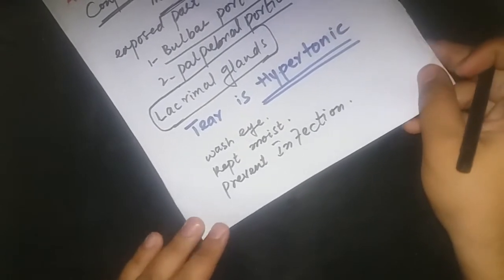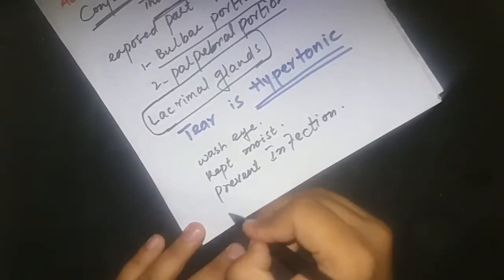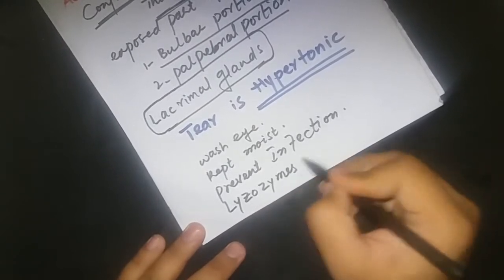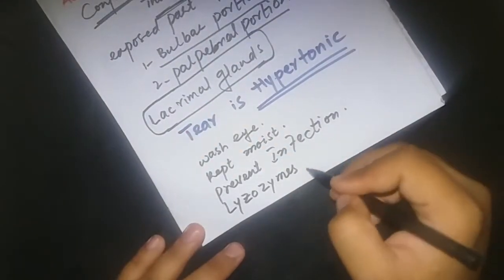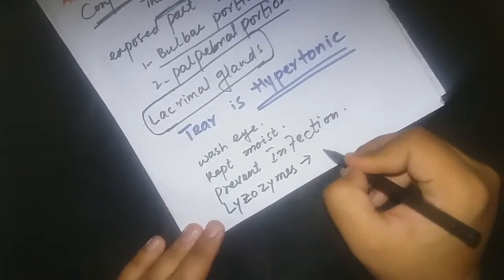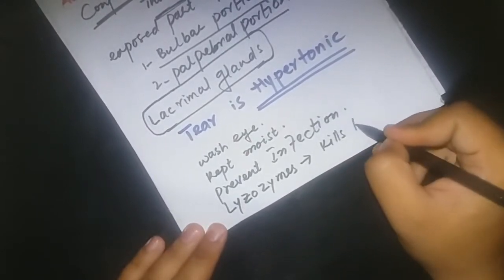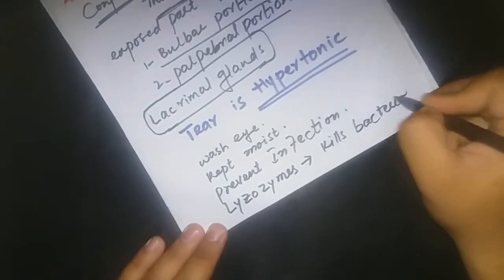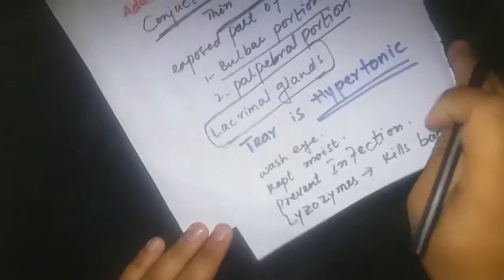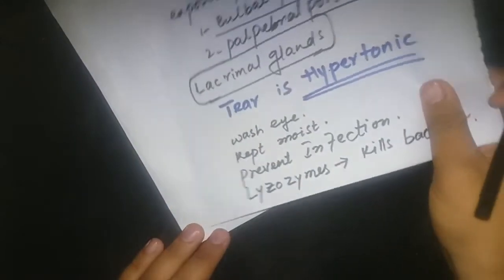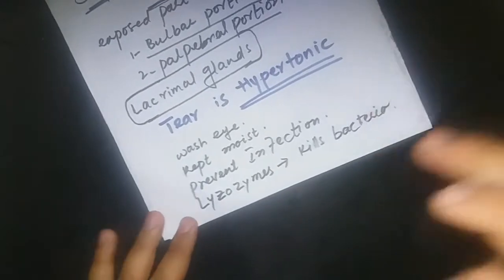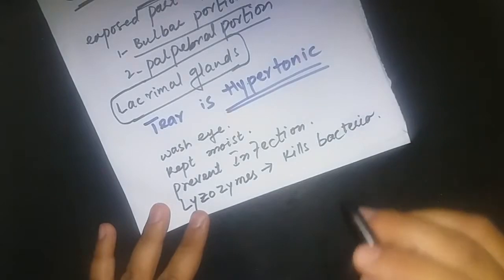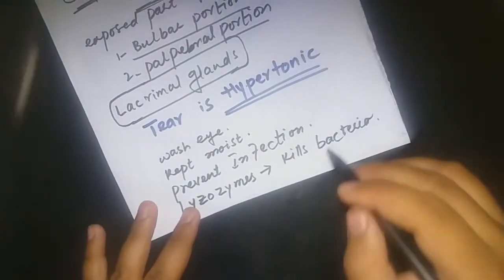Furthermore, tear also contains lysozymes. What is the function of lysozymes? They kill bacteria. And one thing more, the secretion of tear is controlled by the parasympathetic facial, or you can say the seventh cranial nerve.